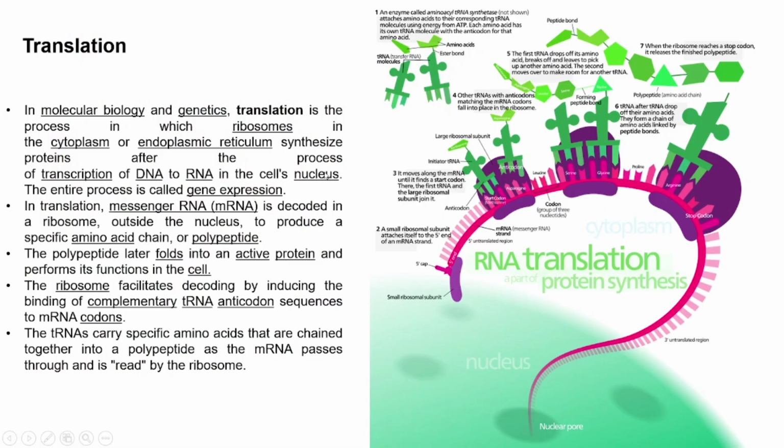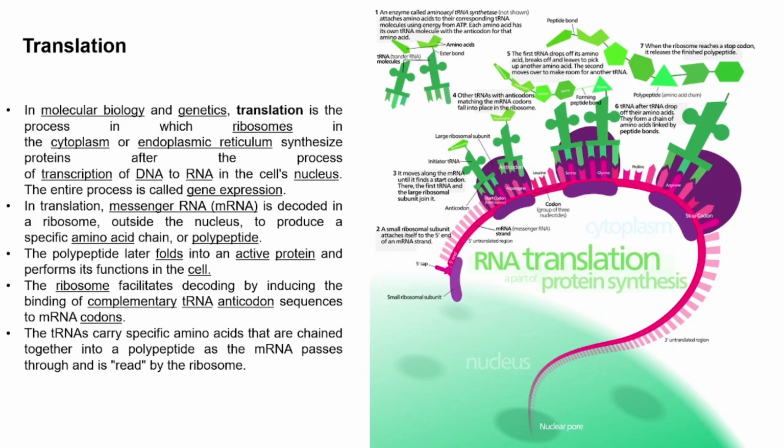So a little bit about translation. I'll not go into the detail, so you can check in any molecular biology book what translation means. Basically, it's a process in which ribosomes in the cytoplasm or the ER, endoplasmic reticulum, synthesize proteins after the process of transcription of DNA to RNA. If you see the concept of the central dogma, it states that there is DNA, which is the primary genetic material. DNA is duplicated. DNA replication is a semi-conservative mode of replication.